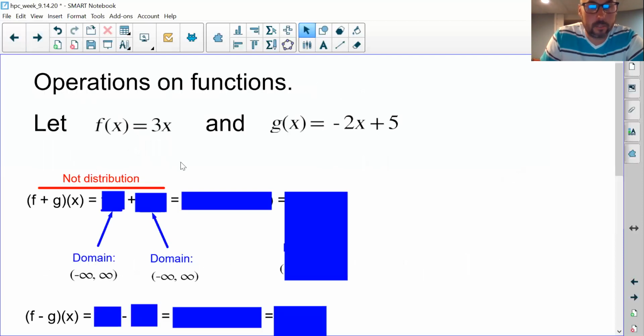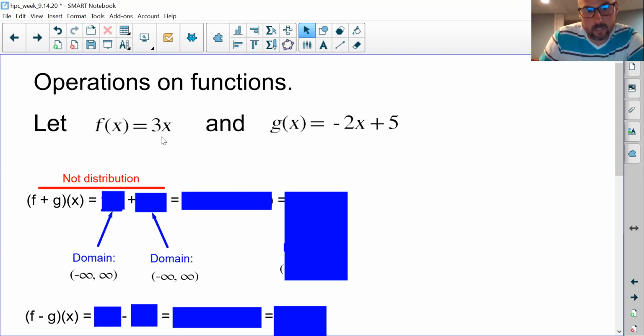Let's get to some examples. So let's have two functions, f of x equals 3x and g of x equals negative 2x plus 5, two lines. And adding, subtracting, and multiplying them, that's not really the issue. The bigger issue is finding the correct domain, okay? Whatever the answer happens to be, the domain has to respect the original two domains. It's a combination, a creation of two separate domain functions, f and g. So both of those domains have to come into account when you display your final answer.